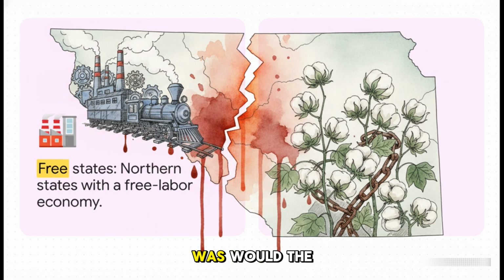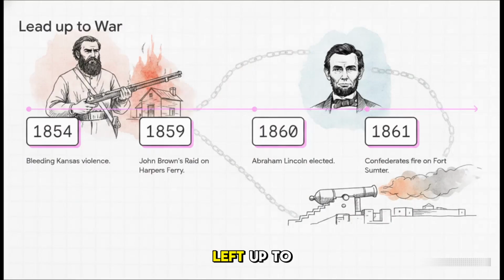The big question was, would the agrarian, slaveholding economy of the South or the free labor economy of the North dominate? When it was left up to settlers to decide if new states like Kansas would allow slavery, things got extremely violent, leading to the brutal conflict known as Bleeding Kansas. The tension was just ratcheting up.